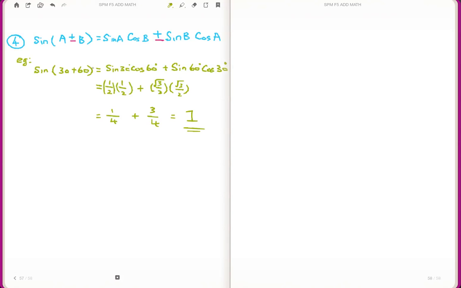Okay, so this is how it works. Sine A plus B is sine A cos B plus sine B cos A. So each of the angles gets to be sine once, over left and right.